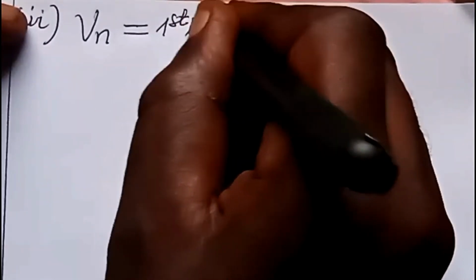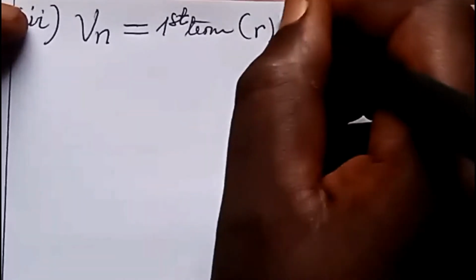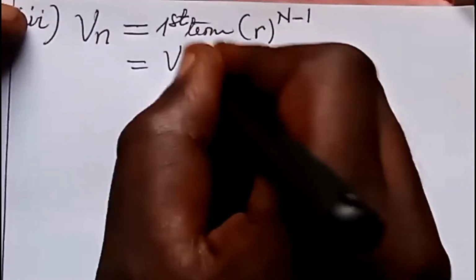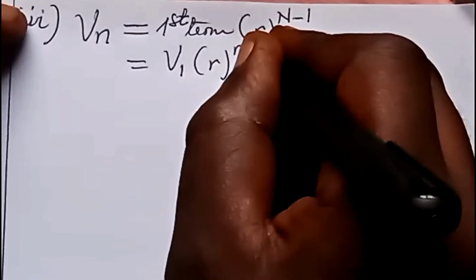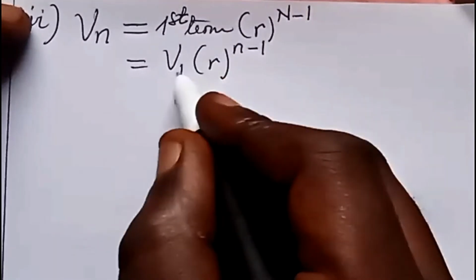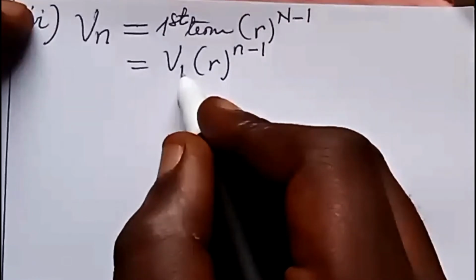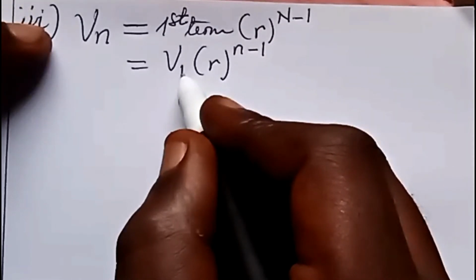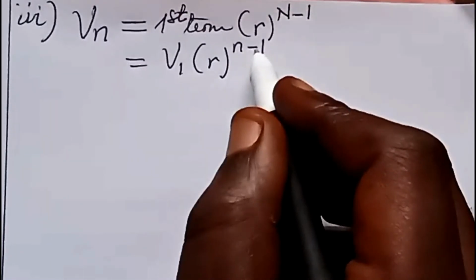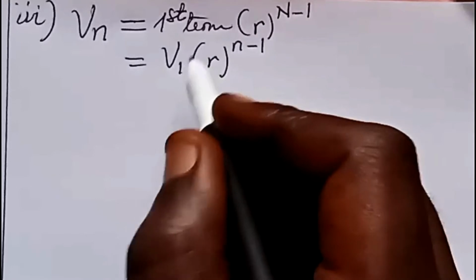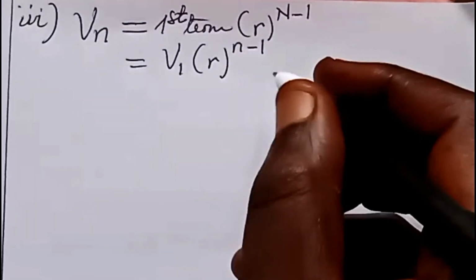We are asked to express Vn and Wn in terms of n. So Vn being a GP, we should then have the first term into the common ratio to the power of the number of terms minus 1. And that should be V1 into r to the n minus 1. When a sequence begins with V1, that means the first term is when n is 1. Then the number of terms will just be n. And that's why we have this. If it begins with V0, for instance, the number of terms will be n plus 1.